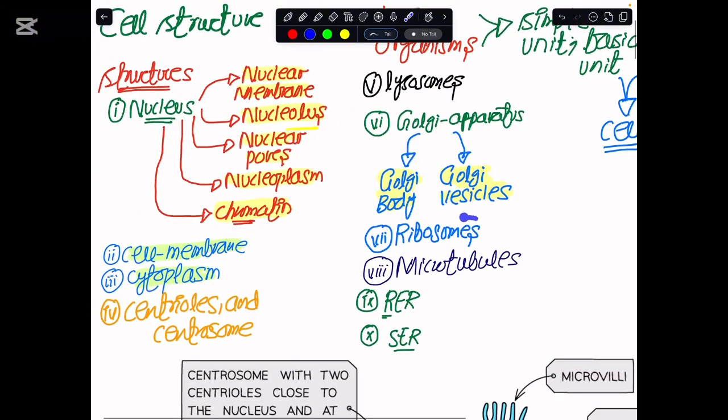Further, we have the small spherical masses in the animal cell, and these are the ribosomes. These ribosomes can lie freely within the cytoplasm, or they can be attached to membranes, and these are the membranes of the rough endoplasmic reticulum.